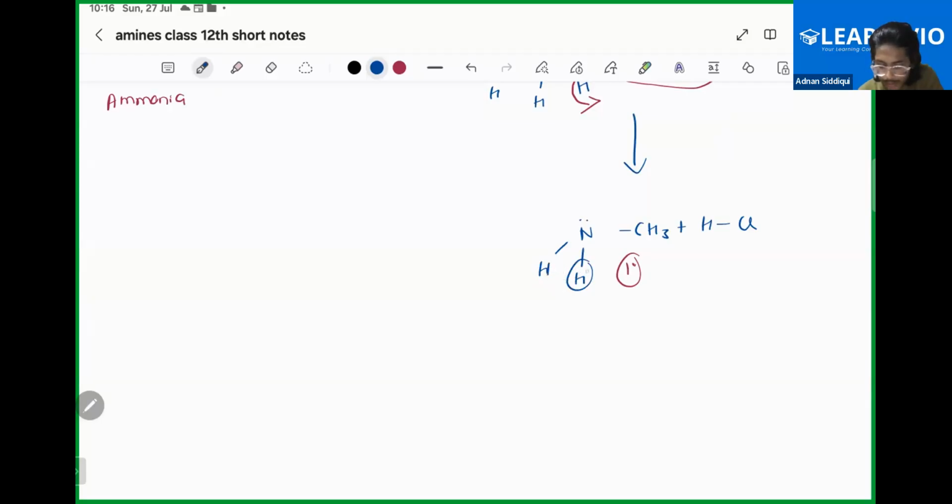Now this amine is even more electron rich because now we have a plus I effect. This lone pair which was present previously is now even more electron rich. So now it will again attack. How is it going to attack? Let me show you.